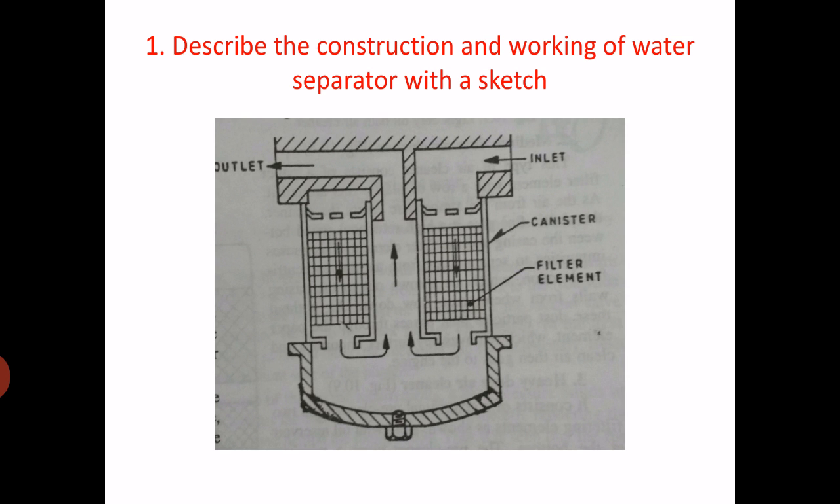Then the 10 marks question. Question number 1, describe the construction and working of water separator. So the water separator is shown here. It is a secondary filter. It has a filter element and a canister. Fuel enters through the inlet, passes through the filter element, and after passing through the filter it goes to the outlet. So the construction or sketch is shown here.